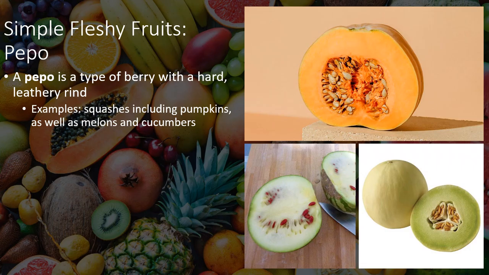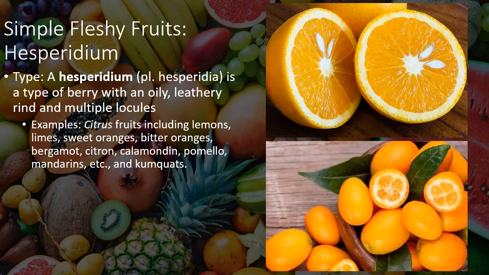On the bottom, we have two different kinds of melons. We've got a red-seeded melon, which is a type of watermelon, and then we've got a honeydew melon, and those are both examples of pepos. Another example would be a cucumber. The pepo fruit type is characteristic of the family Cucurbitaceae, which are also called cucurbits. So that includes squashes, pumpkins, melons, cucumbers. They're almost all vining plants with small yellow flowers. So pepo is a specialized type of berry. That's another one of our simple fleshy fruits.